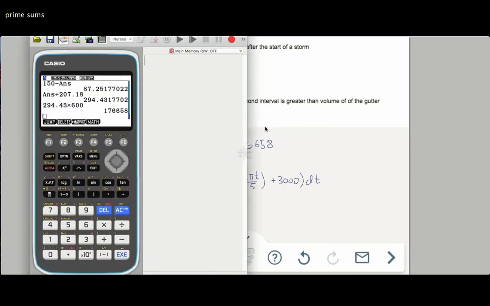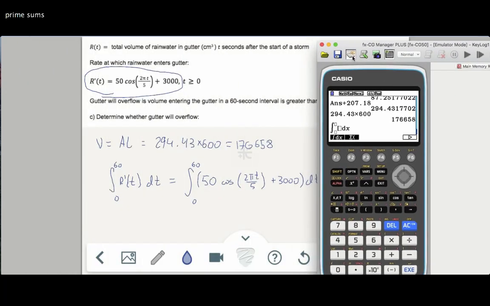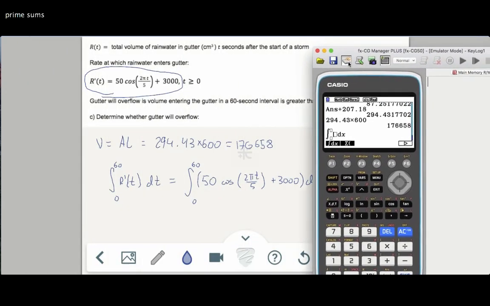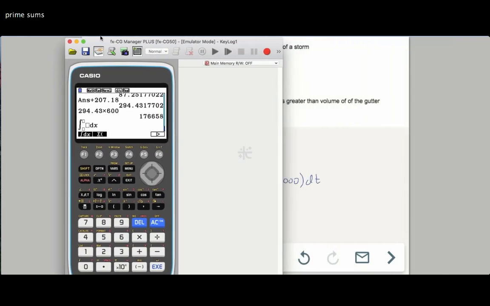And then we can find this with the calculator. So let's go to our calculator. We go to math, go here to the right, and we see the integral sign. Let's input our derivative function: 50, in parentheses, cosine, parentheses, and we'll use x in place of t. So 2 pi x divided by 5, plus 3000. And then we input our limits, going from 0 to 60. And we get exactly 180,000.